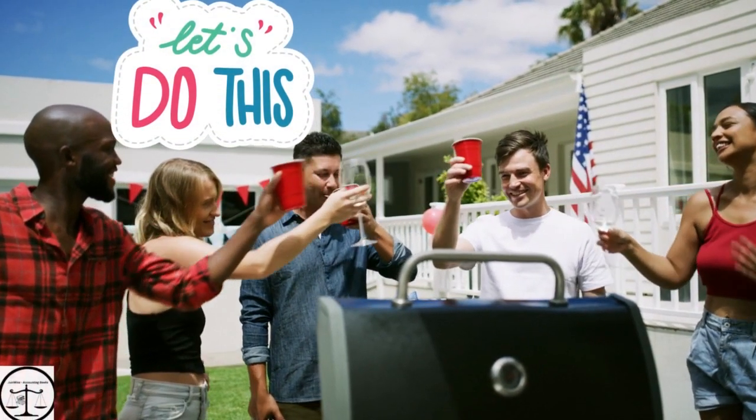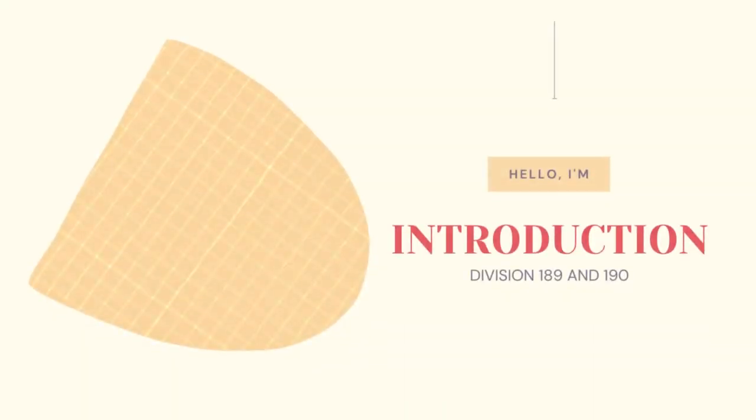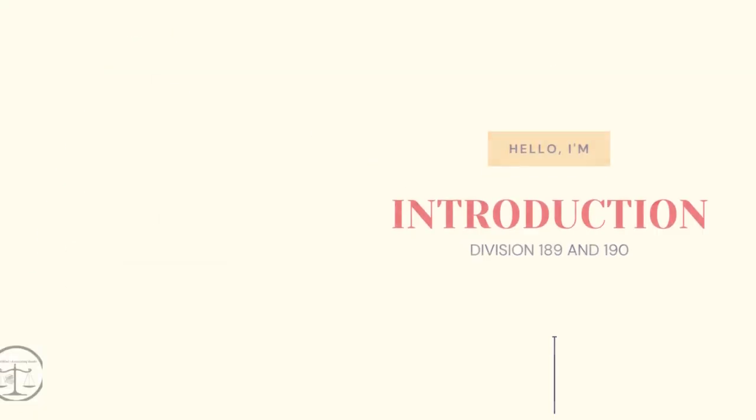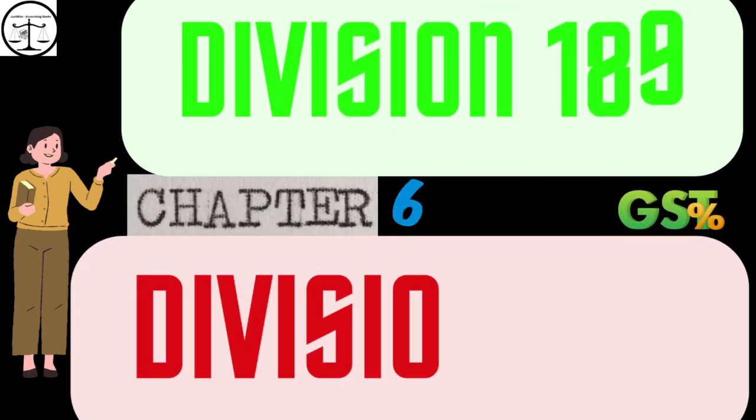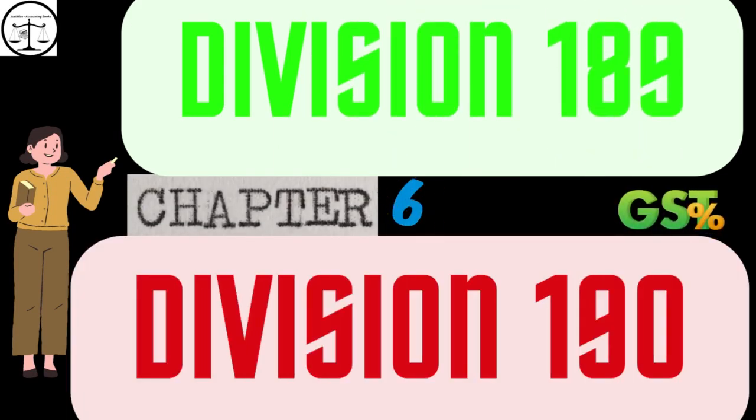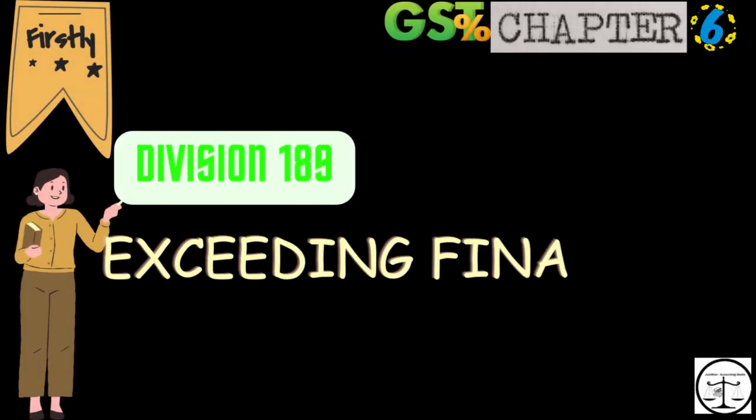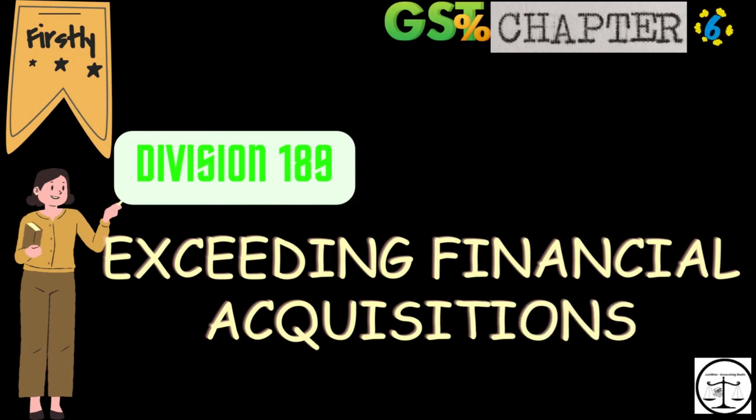Let's begin. A brief introduction. These sections are from divisions 189 and 190 of Chapter 6, Volume 2 of GST Act 1999. We will discuss these two sections in this video. Firstly, we will look at Division 189, that is exceeding financial acquisitions threshold.